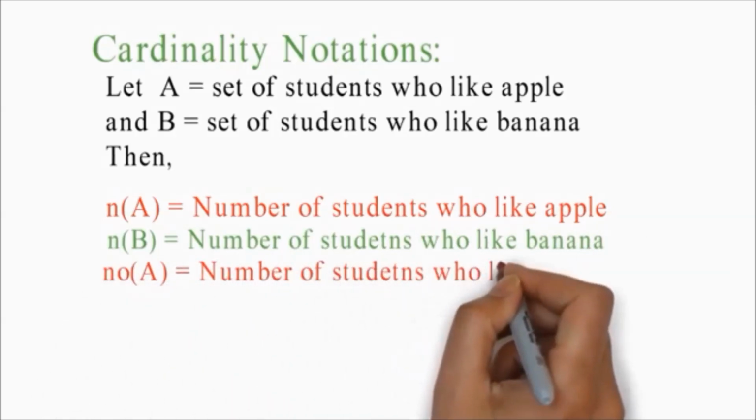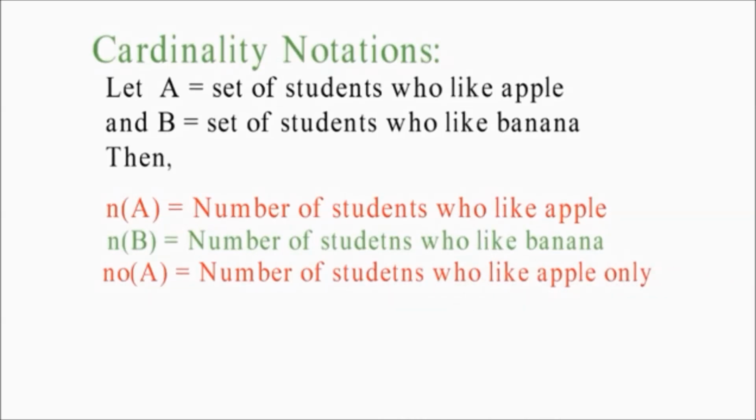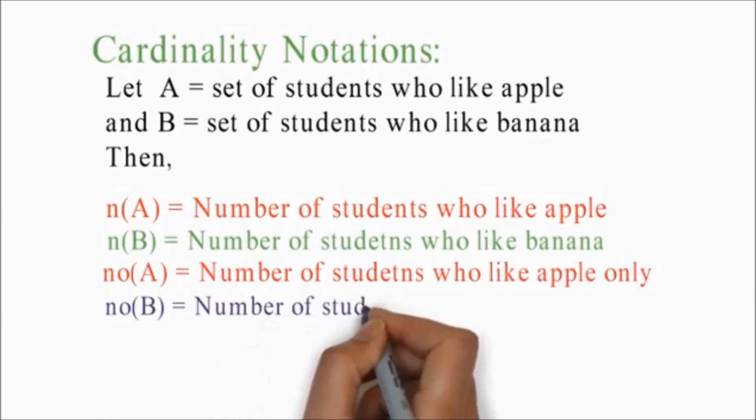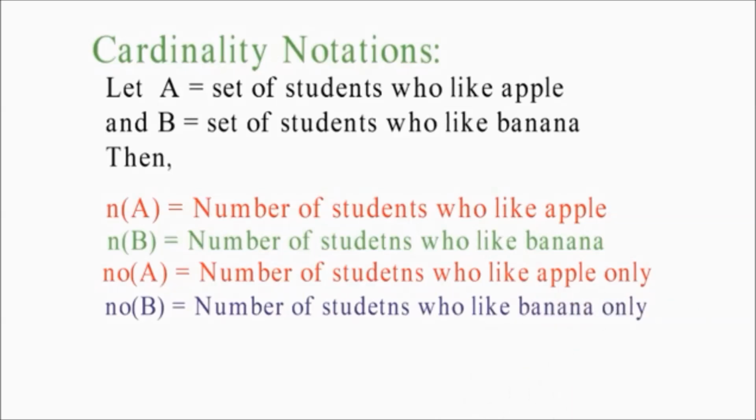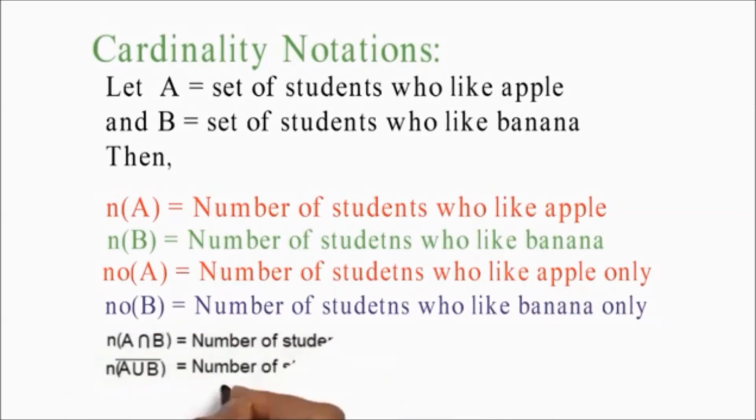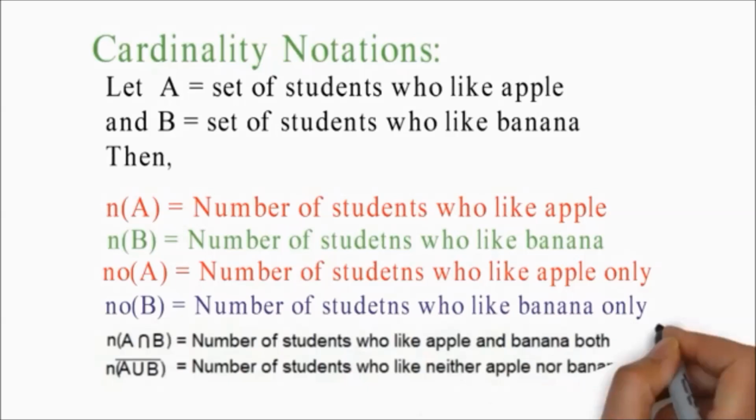n(B only) means the number of students who like banana only. Likewise, n(A ∩ B) represents the number of students who like apple and banana both. And n((A ∪ B)') represents the number of students who like neither apple nor banana.